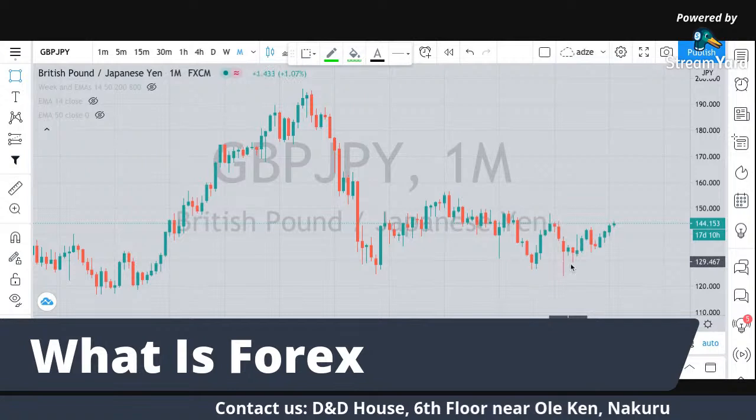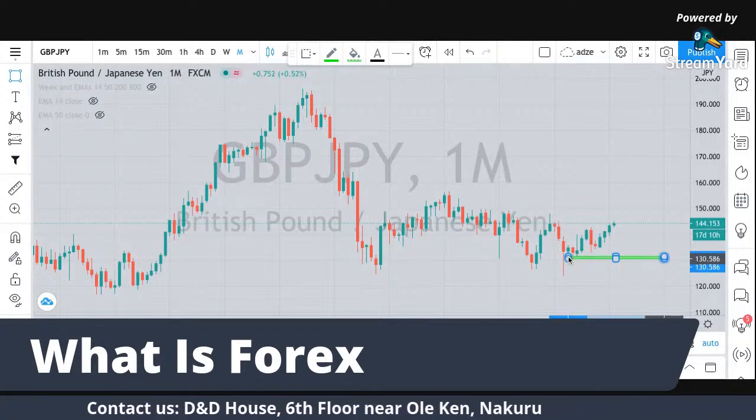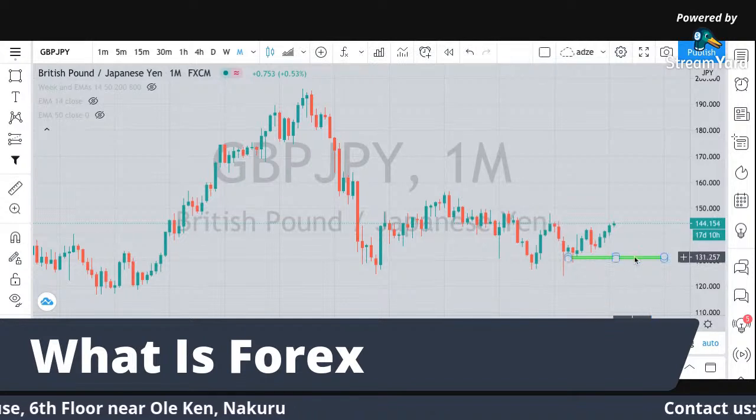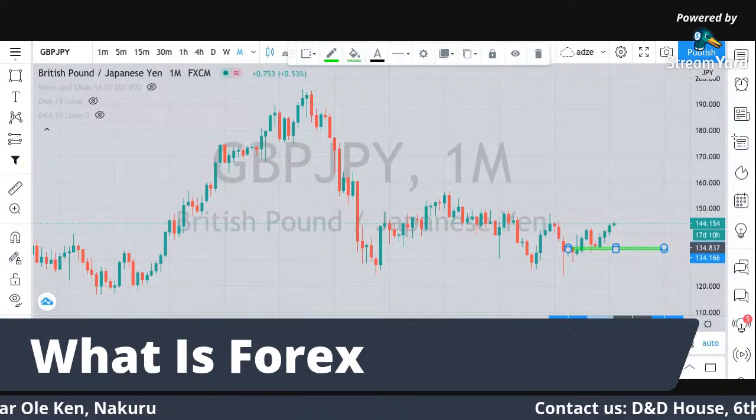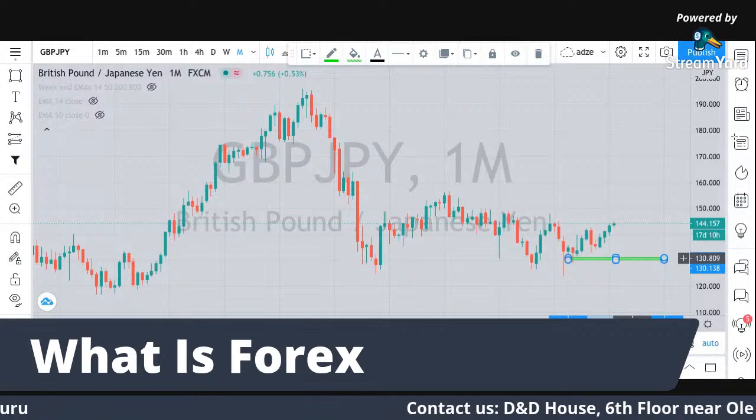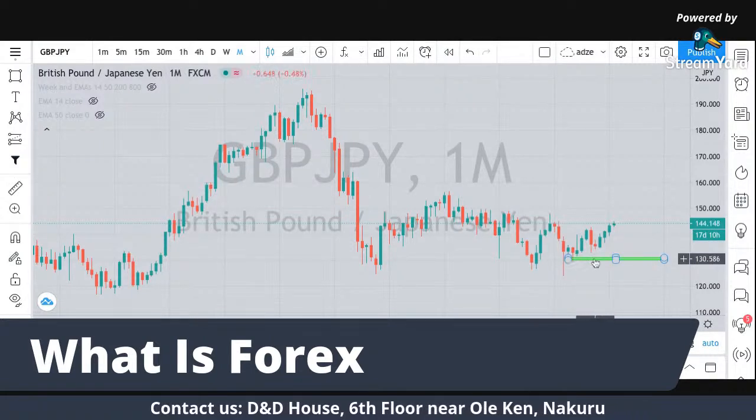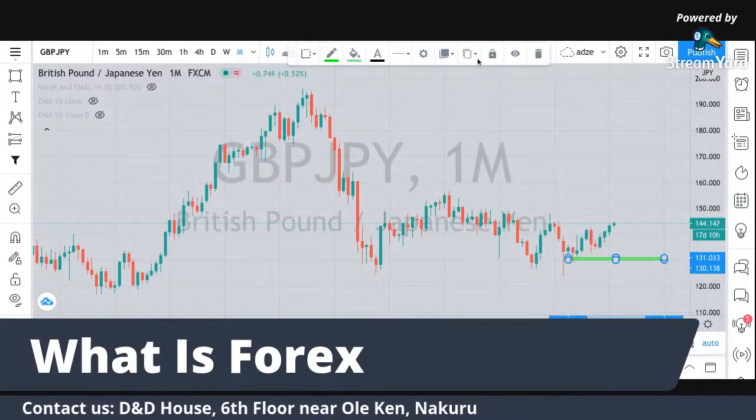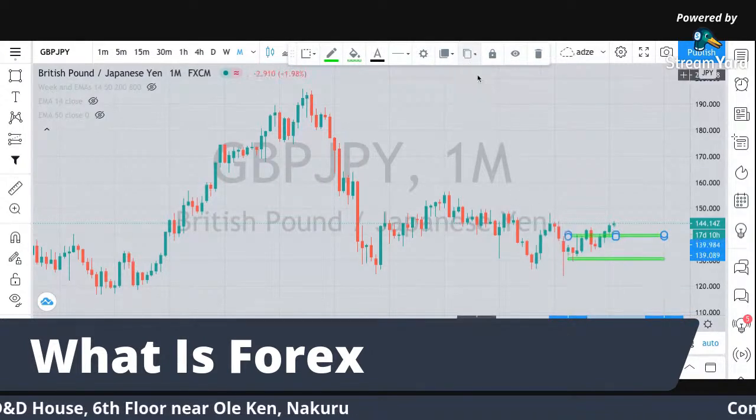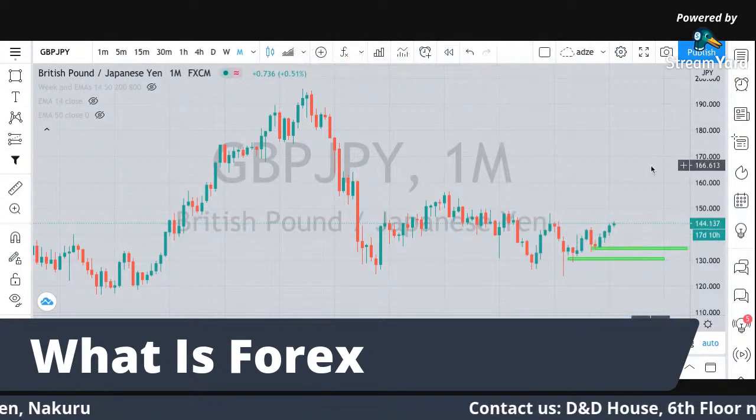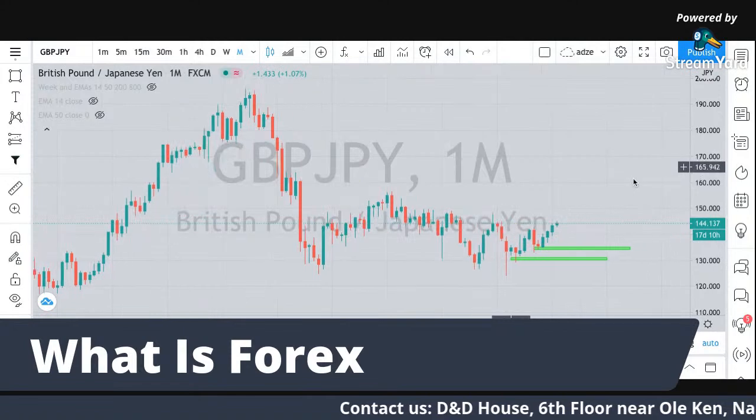You start by marking up the zones which were used, which the market maker used before. This is the first zone that was tested by this one, rejected. Then the second zone is this one, right? And then look at it.